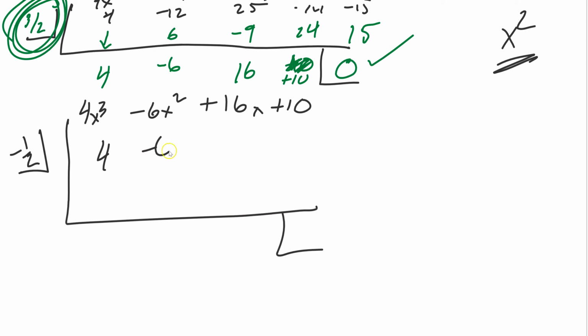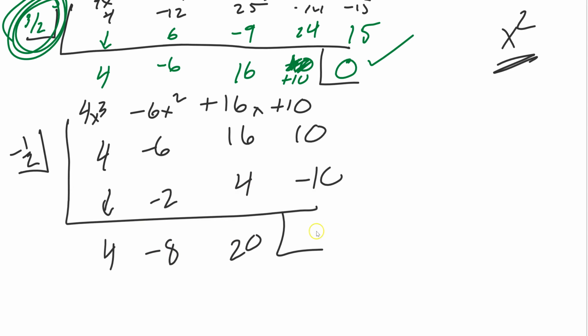So 4, negative 6, 16, and 10. Bring the 4 down. Multiply across, so I get negative 2. Add down, negative 8. Multiply across, I get positive 4. 20 times I get half. Negative 10, another 0. Rolling. So now we found 2 solutions, 3 halves and negative 1 half.